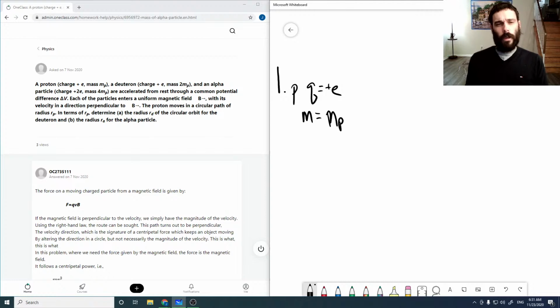Each of the particles enters a uniform magnetic field with its velocity in a direction perpendicular to the B field. The proton moves in a circular path of radius rp. In terms of rp, we need to determine the radius of the circular orbit for the deuteron and the radius for the alpha particle.